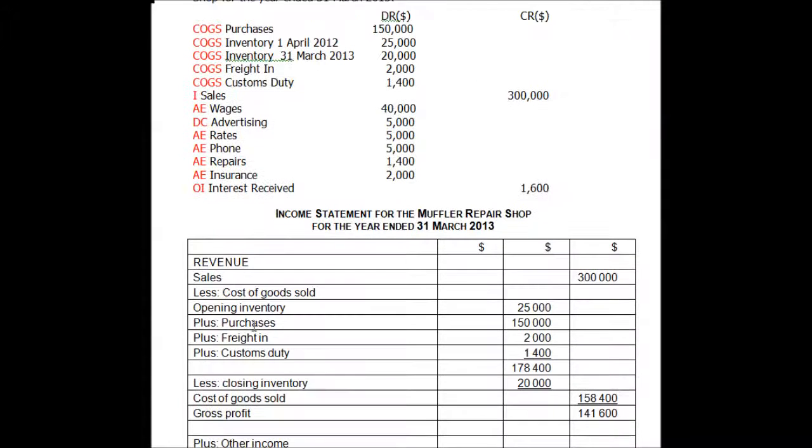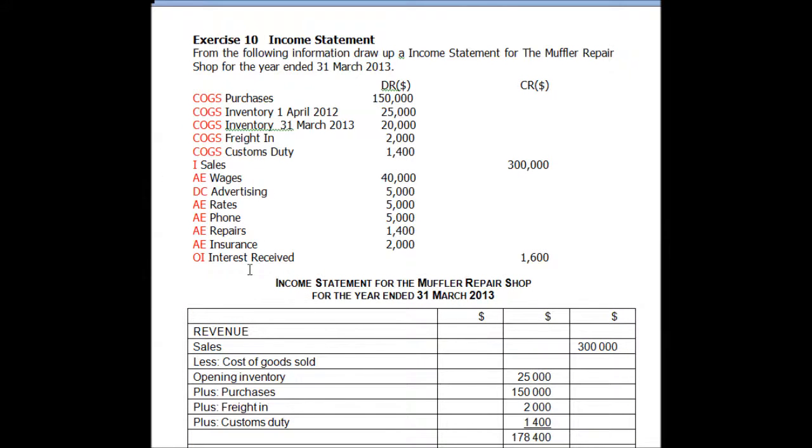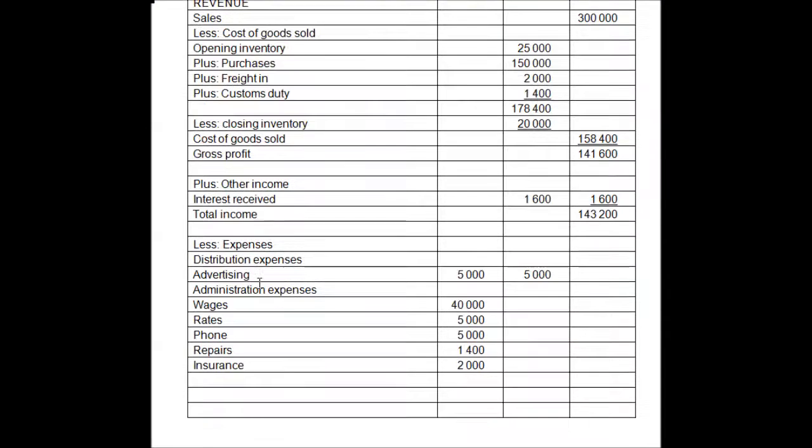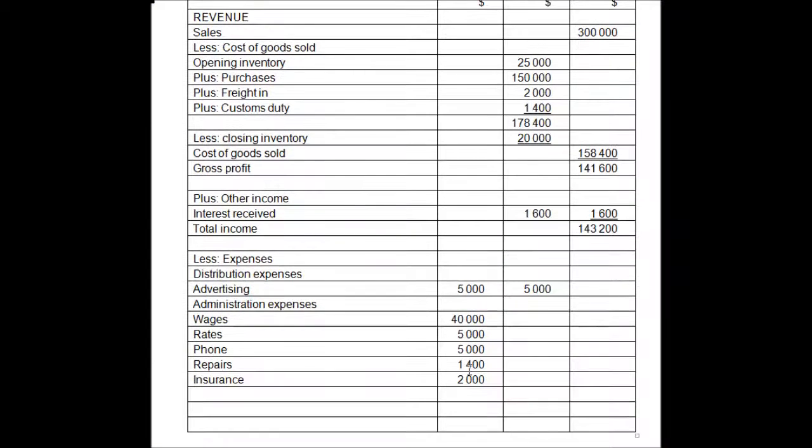And all that information has come from up here. That's why we have to do all our classifying first. So I've got all of these here. What I need to do now is total them up. So I have the total for my administration expenses. And that gives me 53,400.